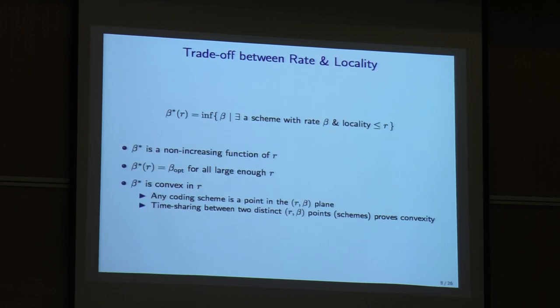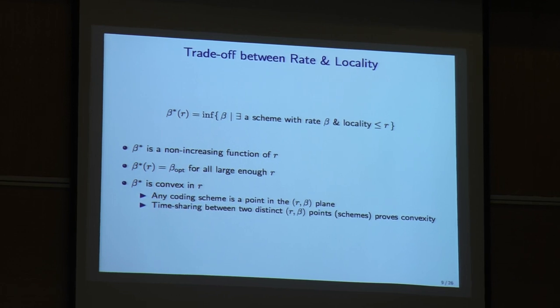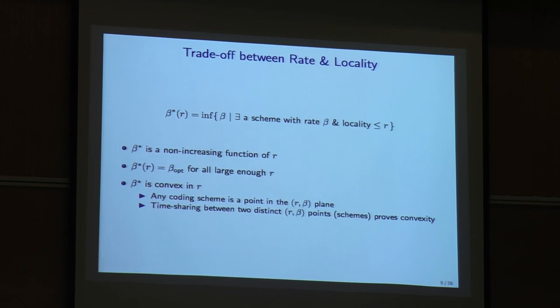So you define the rate locality function. We define beta star of R. R is some fixed number now. For this particular value of locality, what is the smallest rate possible? Okay. So that we define as beta star of R. Now, just from the definition, you can infer some basic properties.